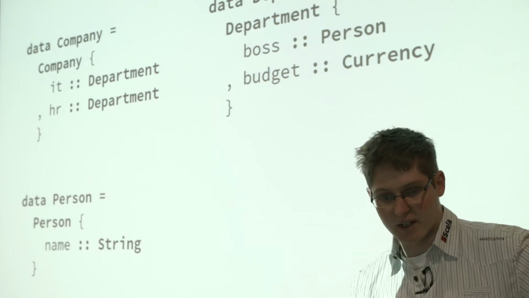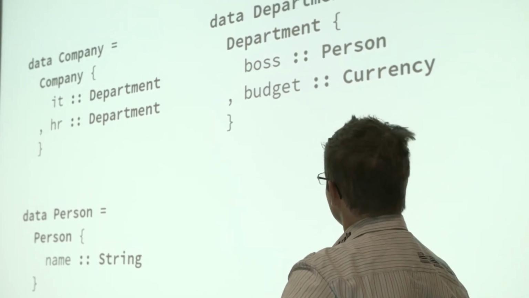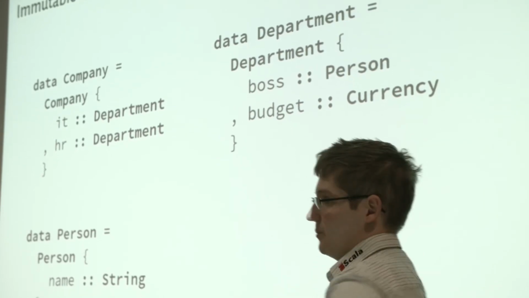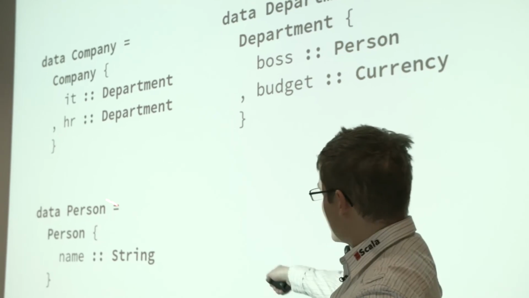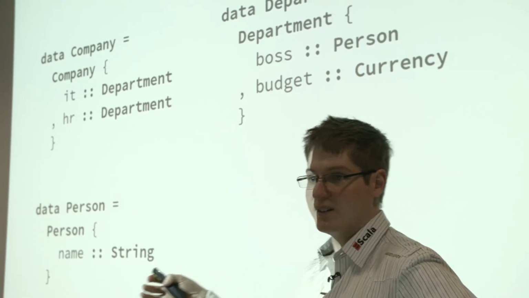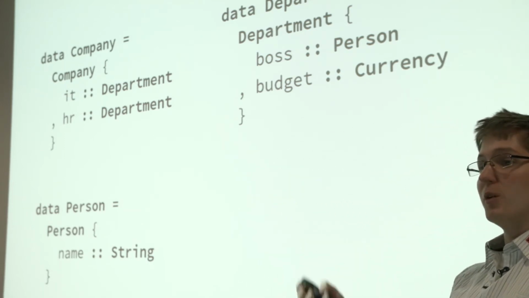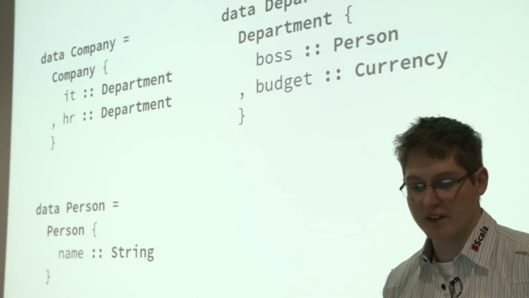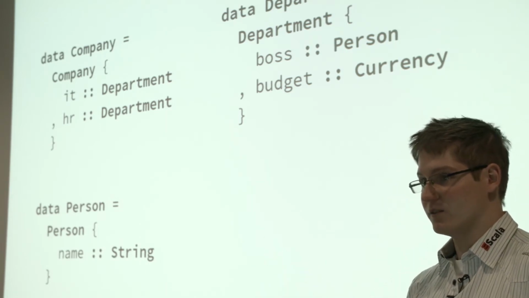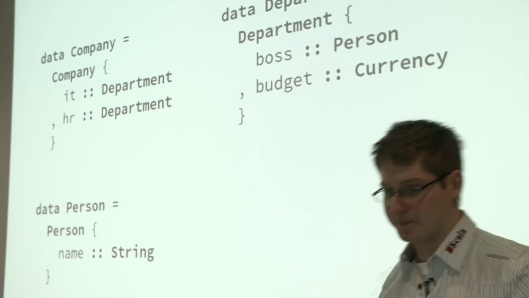So let's define some data types. So we have a company, and it has an IT department, and it has a human resource department, and every department has a boss and has a budget, and every person has a name. So this is from the Java code earlier. I didn't write that as Java code because it wouldn't have fit on my slide, but you get the idea. So let's say we have a company value, and we want to update the name of the boss in the IT department. Right? So we want to have something of that, and we want to update this, in that.